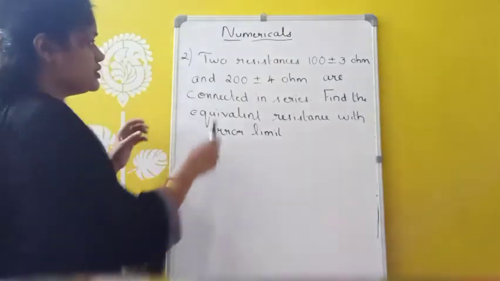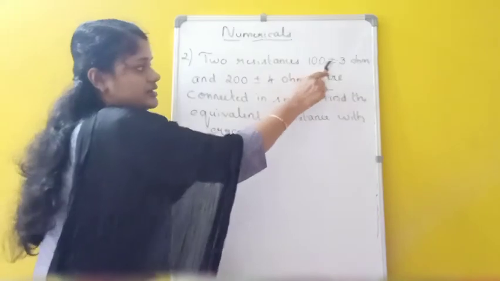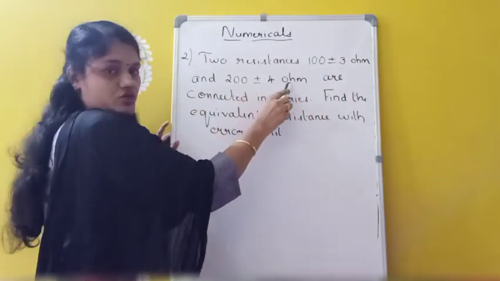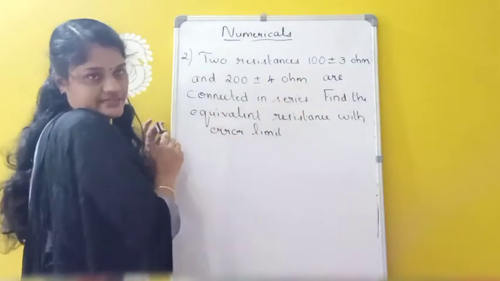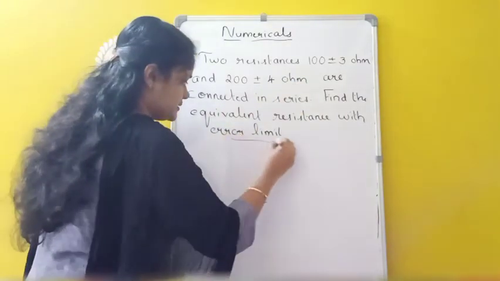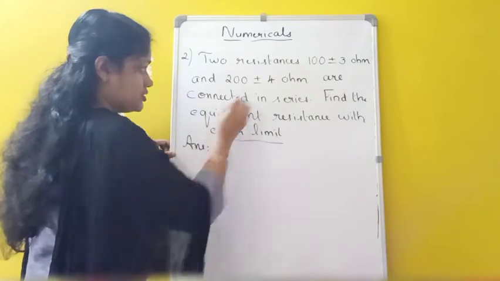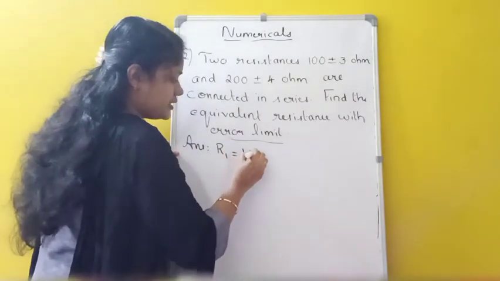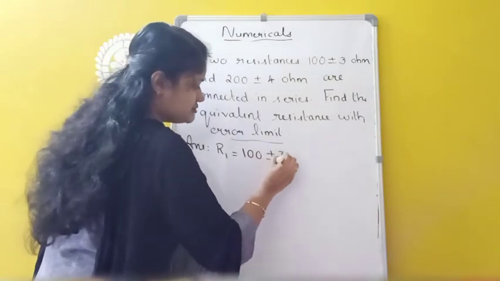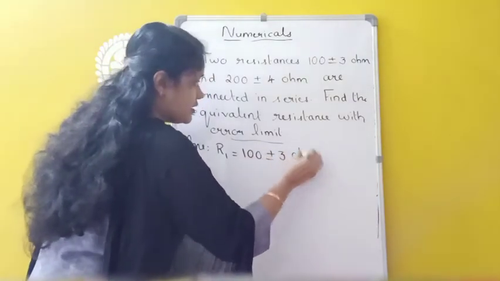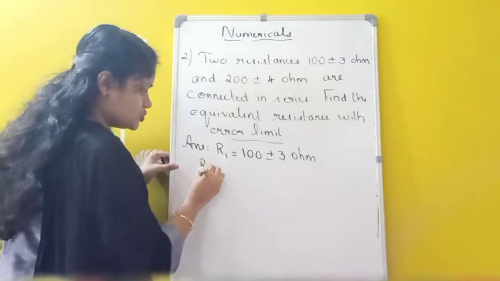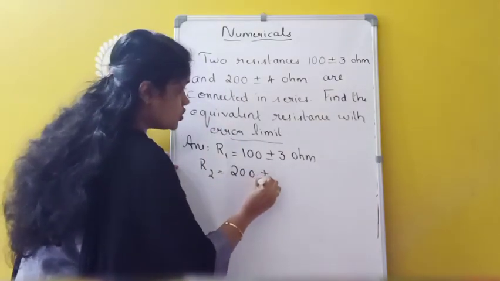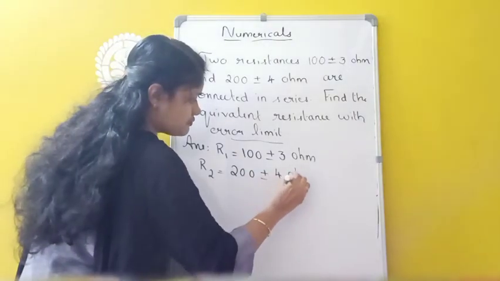Now the second problem. Two resistances, 100 plus or minus 3 ohm and 200 plus or minus 4 ohm, are connected in series. So we have two resistances here. The first resistance I am taking as R1 equals 100 plus or minus 3 ohm, and the second resistance R2 is given as 200 plus or minus 4 ohm.